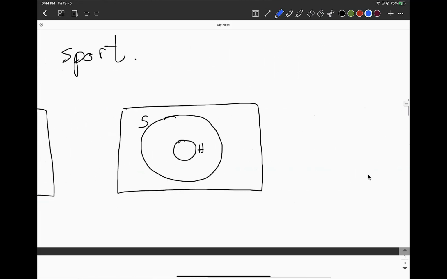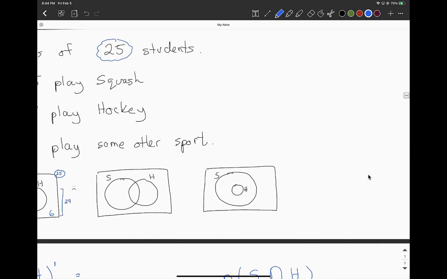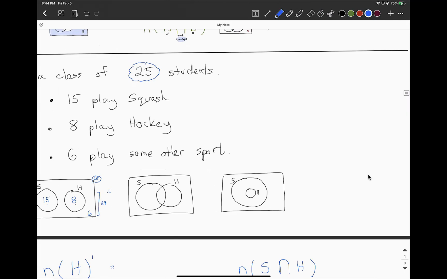Maybe it's like this. And let me do this logically. With 8 people who play hockey, that only leaves 7 people who could play squash, because now that adds up to 15 squash players, and then there's 6 people in another sport. Now, does that add up to 25? Is there anything misleading about this organization? And absolutely, this only adds up to 21. And again, that's another kind of big fail.